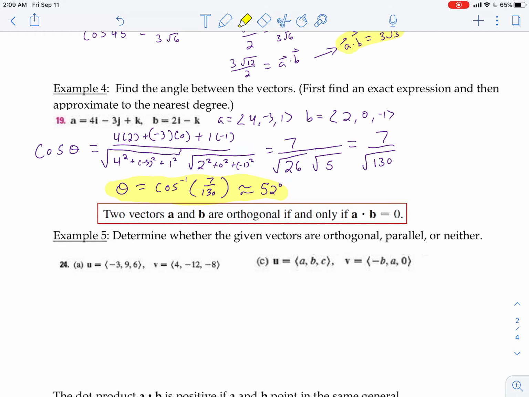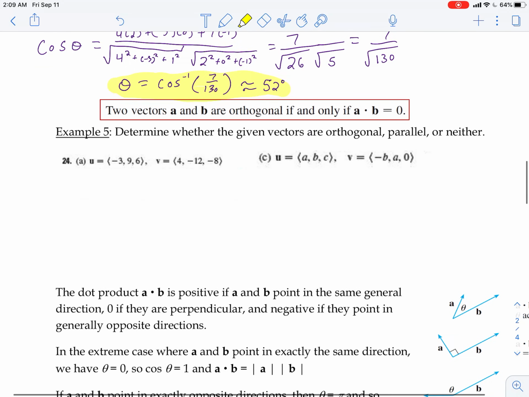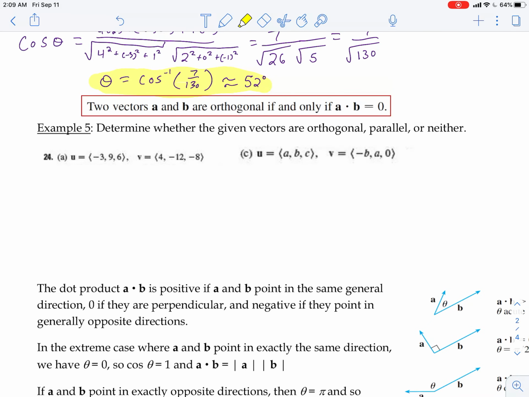And so now that we know what orthogonal means, the dot product between any 2 vectors, if it equals 0, it's going to be orthogonal. So what we want to do is determine whether the vectors that are given are going to be orthogonal, parallel, or neither. In order to tell if 2 vectors are orthogonal to each other, the dot product has to be 0.